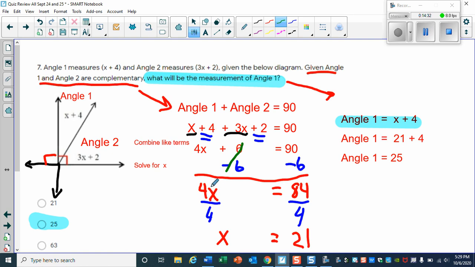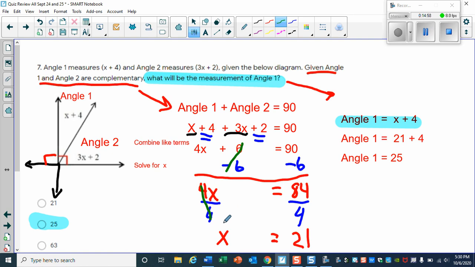But we want to solve for x. So that means we need to divide by 4. Because originally 4 times x, you're multiplying. Opposite of multiplying by 4, opposite operation, I should say, division. Divide by 4. 4 divided by 4 goes away. 84 divided by 4 is 21. And we cannot forget our x.